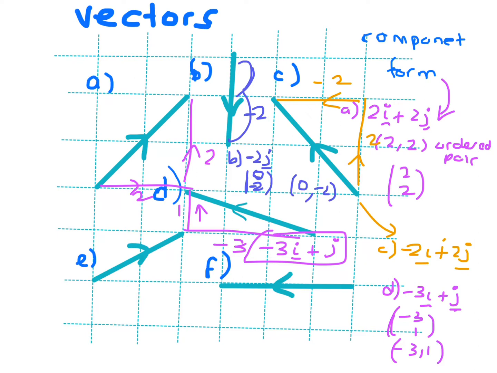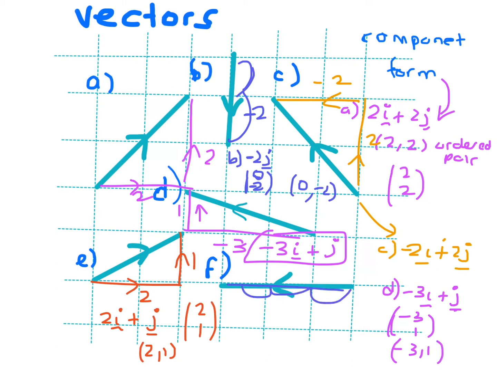Looking at E, it's 2 across in the positive direction and 1 up. So it's going to be 2i plus j, which will be (2, 1) or the column vector 2, 1. For the next one, it goes 1, 2, 3, so it's minus 3 for the x and 0 for the y. So it will be (-3, 0) as a column vector, or (-3, 0) as an ordered pair.